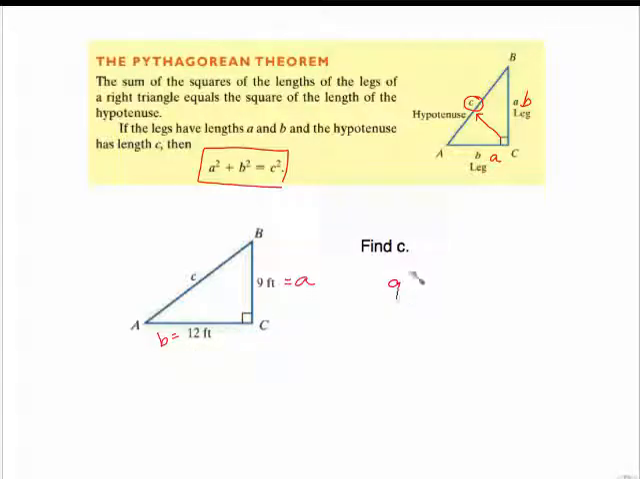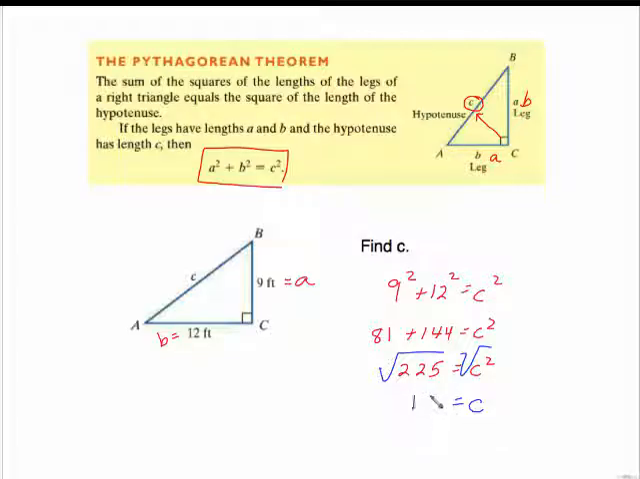So this is 9 squared plus 12 squared equals C squared. 9 squared is 81. 12 squared is 144 equals C squared. Add these up, it is 225 equals C squared. Do you remember how to undo squared? To undo squared, we do the opposite of squaring, which is square root.